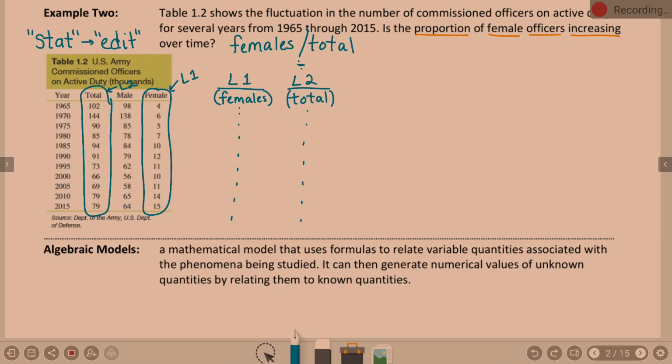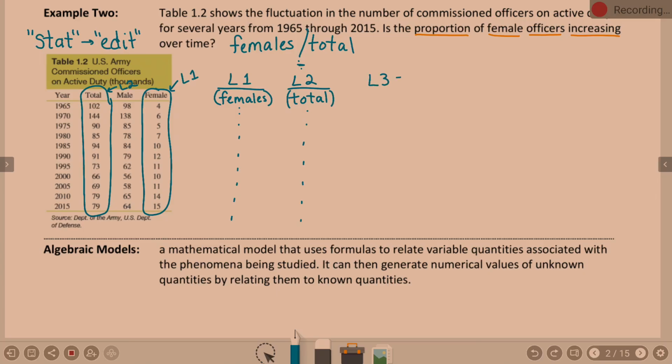Now, do we have our values entered? Almost? Okay, you're fine. Because the next thing we're going to do is we're going to find the proportion. And we're going to enter what we want the calculator to do once, and it's going to magically do it for everything in the columns. Okay? So, how did we say we wanted to find the proportion? Females divided by total. Which would mean what in this case? L1 divided by L2.